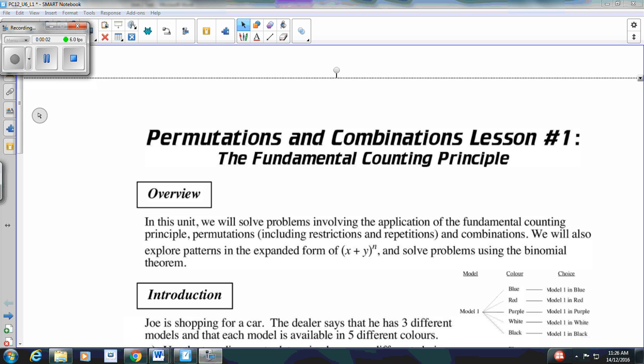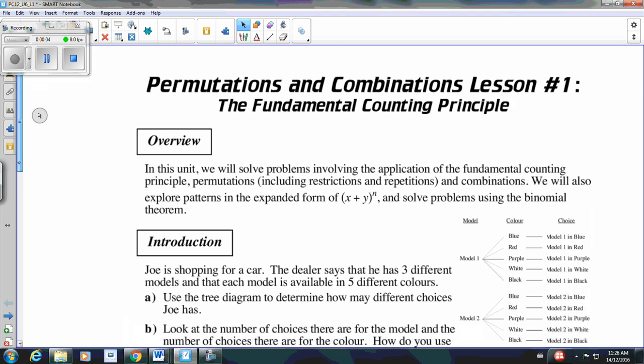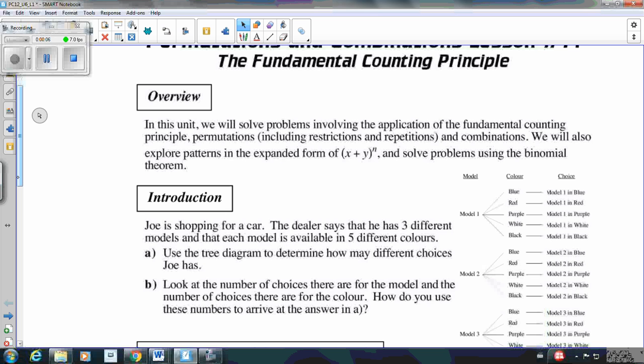Permutation and Combination Lesson 1, the Fundamental Counting Principle. In this unit, we will solve problems involving the application of the fundamental counting principle, permutations, including restrictions and repetitions, and combinations. We will also explore patterns in the expanded form of (x + y)^n and solve problems using the binomial theorem.